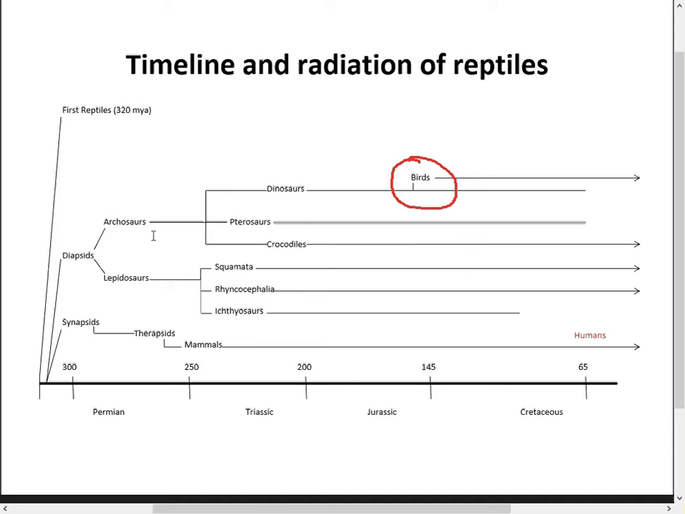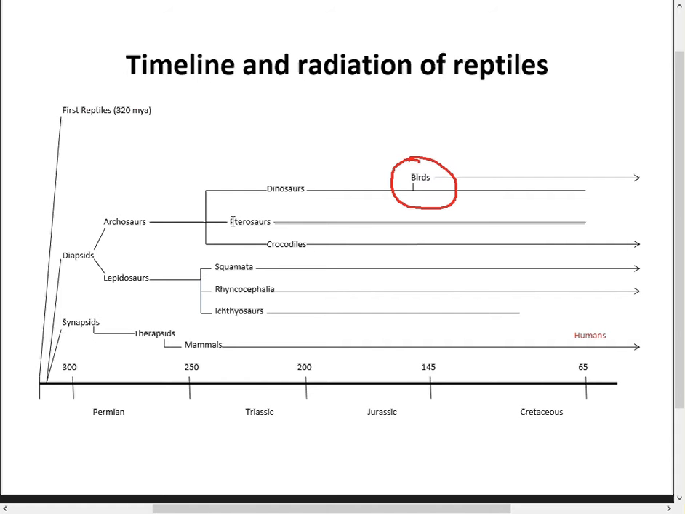So, if we look at the diapsid group right here, we can see that there are two other major groups, one of which became squamata, which right here is lizards and snakes, rhynchocephalia, which are sort of weird-looking iguana-type animals, and ichthyosaurs, which are aquatic reptiles. These are not dinosaurs, but they're big and scary, and they lived at about the same time dinosaurs did. Up here in this archosaur group, we have crocodiles, which we're well aware of. Those are the scary things with big teeth that Steve Irwin was always hunting.